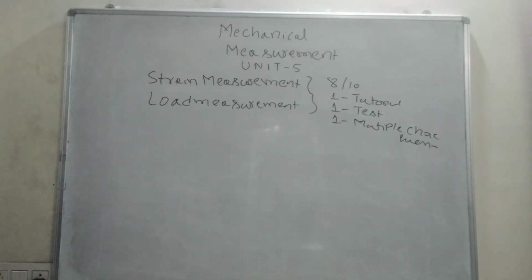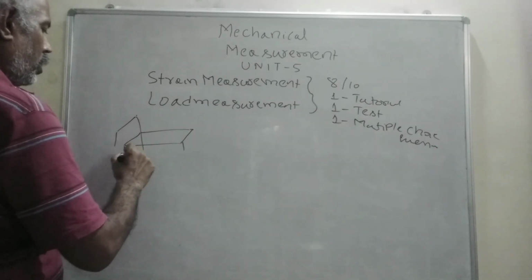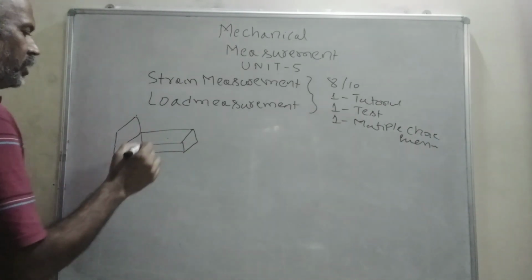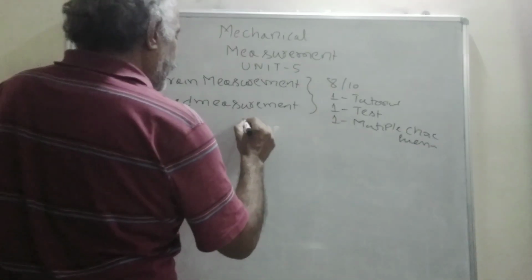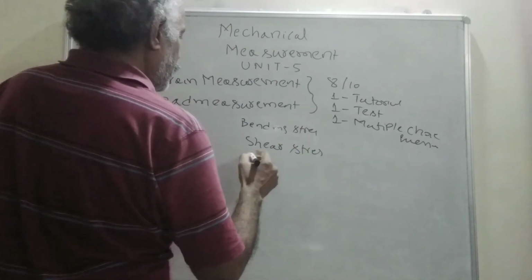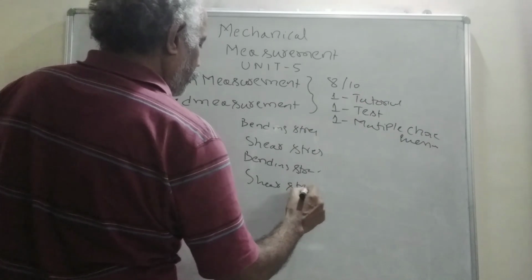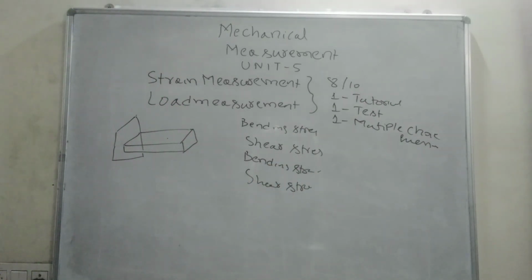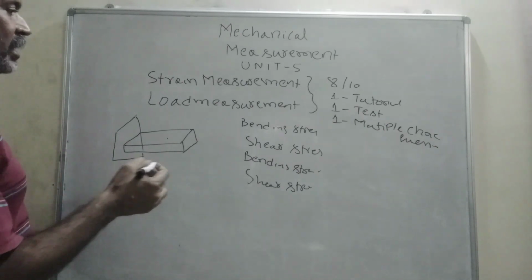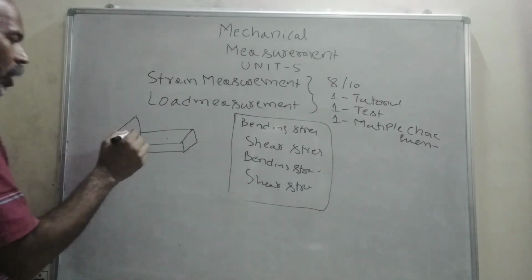So, to speak about the strain measurement, for example, we have cantilevers. In this three-dimensional cantilever, if you take any position in the cantilever, we have to determine bending stress, shear stress, bending strain and shear strain. You can find these by mathematical calculations in strength of materials. But in this unit, you are trying to measure these values at any point in the cantilever or any other type of beam. So for this, we have to use strain gauges.